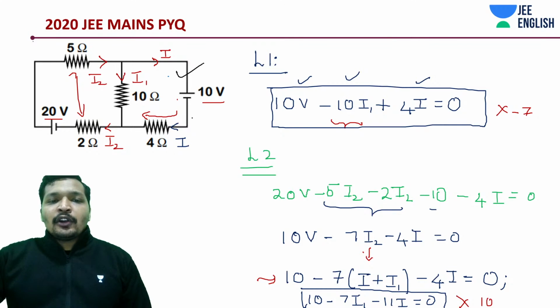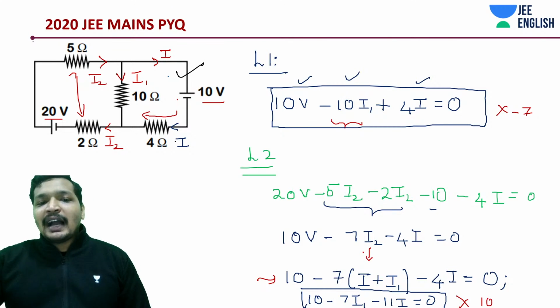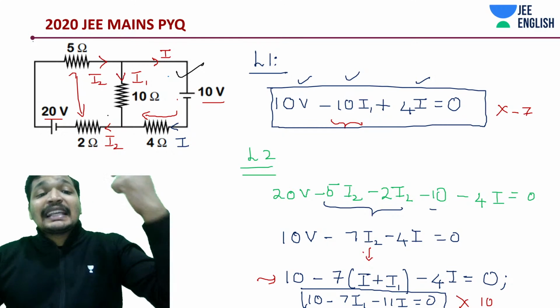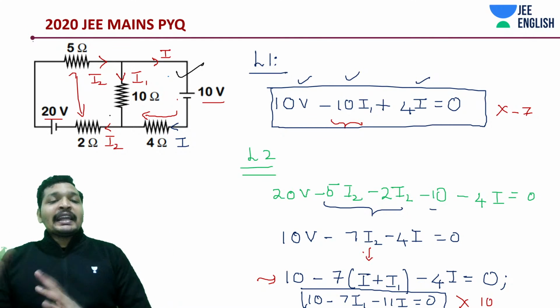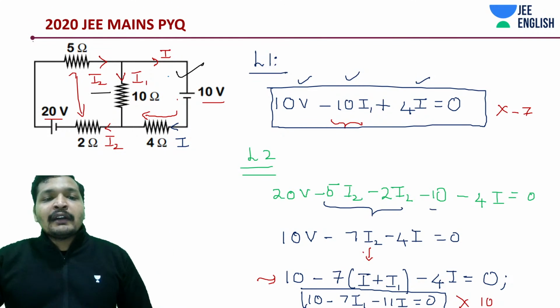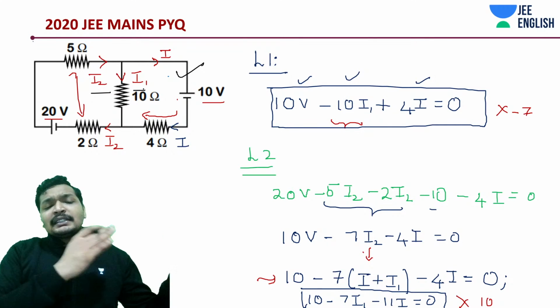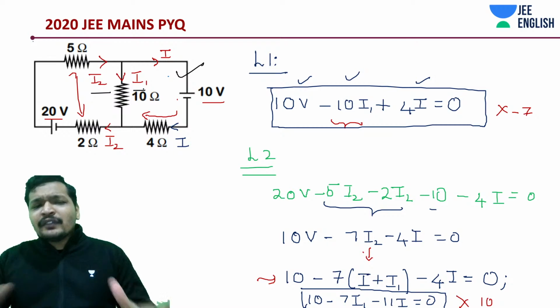Choose the smaller of the loops, because here you have I and I1, and then choose the bigger of the loops because you want to again get I. You don't want to have I2 and I1 in the equation. You want to have I and I2, or I and I1. Ultimately, substitute the value of I. That's it. That's what we did.